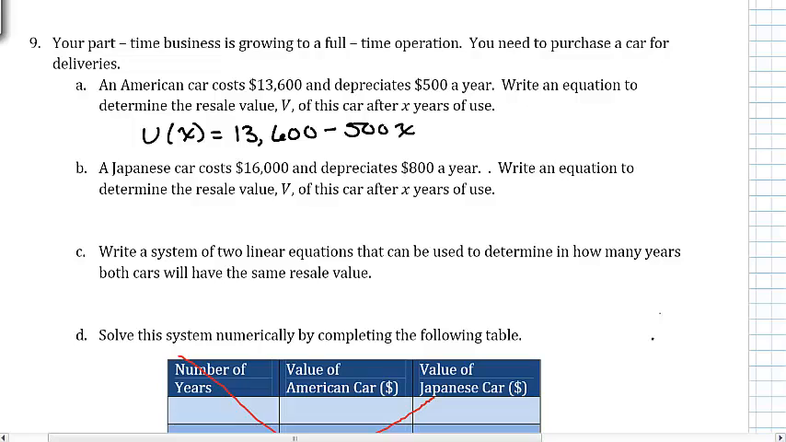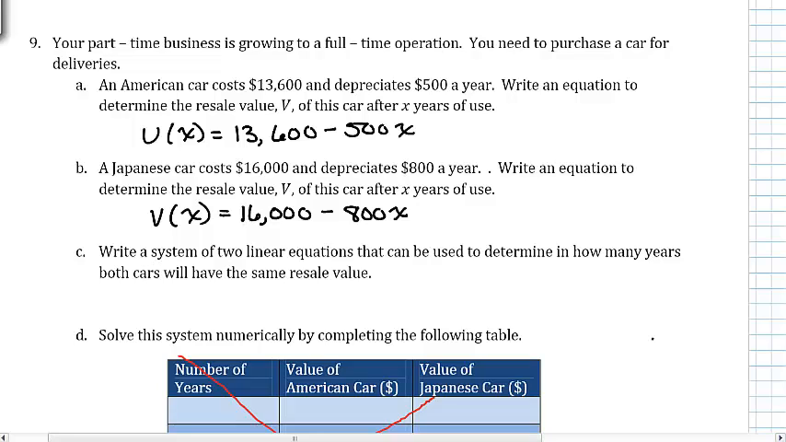Okay, so a Japanese car costs $16,000 and depreciates $800 a year. Write an equation to determine the resale value V of this car after X years. So again, we're going to have a V of X equation. Here's our starting value, 16,000. And then it's depreciating, so that means we're subtracting off, and it's $800 each year, so that would be $800 times X, the number of years that we've owned the vehicle.